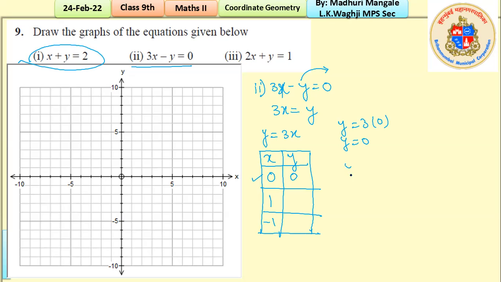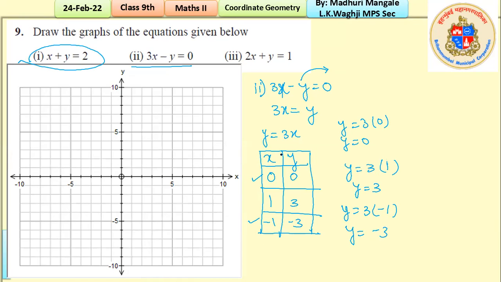Now set x equals to 1. So 3 times, in place of x, it's a 1 there. So we get y equals to 3. So 1 comma 3 is the second point. And for the last one, check y equals 3 times x. In place of x, we are going to put negative 1. So what do we get? 3 times negative 1, that's a negative 3. So we put negative 3 here. Okay. So that's the second step.